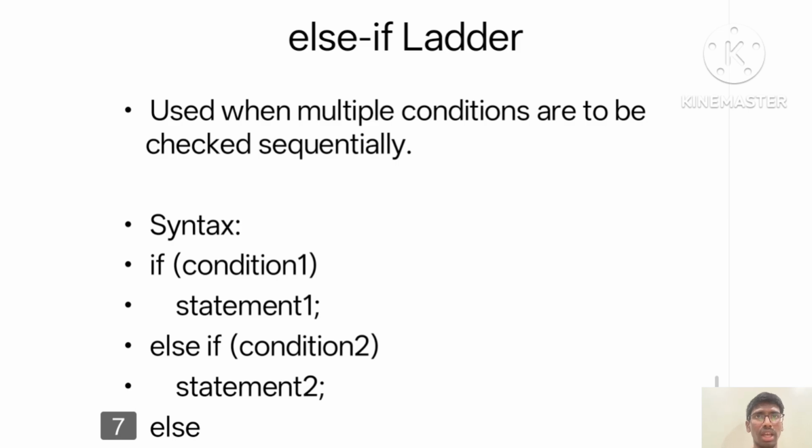The next one is the else if ladder. The else if ladder is used when multiple conditions are to be checked sequentially. The syntax of the else if ladder is: if condition 1 statement 1, else if condition 2 statement 2, else if condition 3 statement 3, and so on. At the last we write an else statement. If all the conditions are false, at last we go to the else statement.